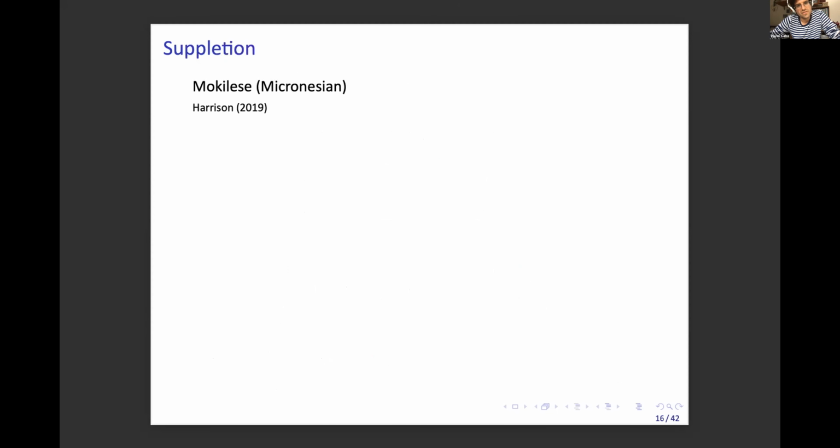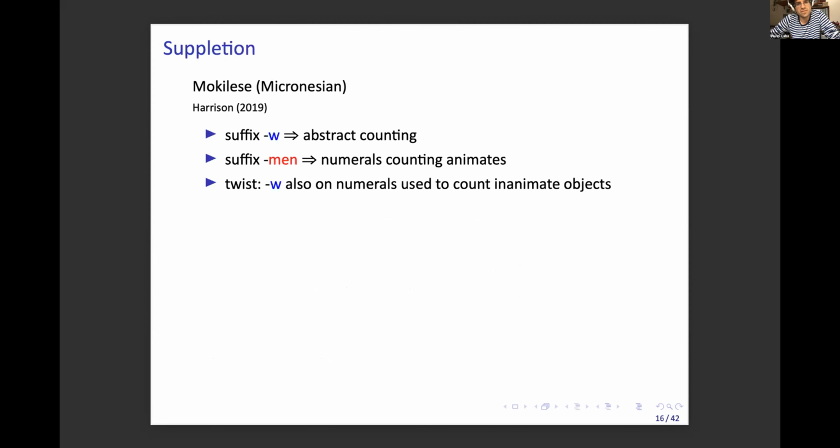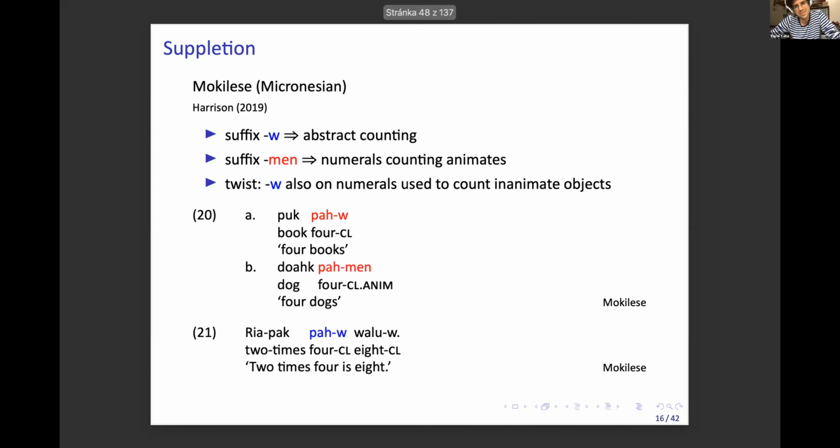Okay, and so finally we move on to suppletive cases, which we illustrate here by Mokilese. And the pattern is like this. So when you look at 21, this is an abstract counting use. And the numeral in the abstract counting use, you see it has 2 morphemes, pa and w. And so already this is again complex.